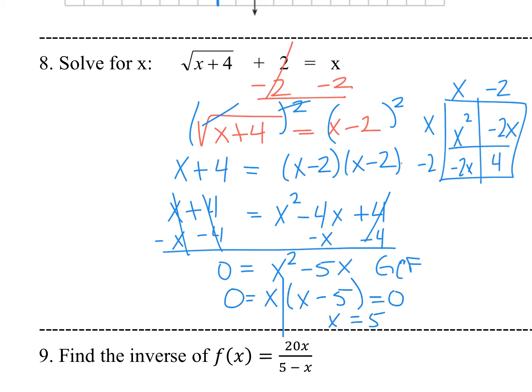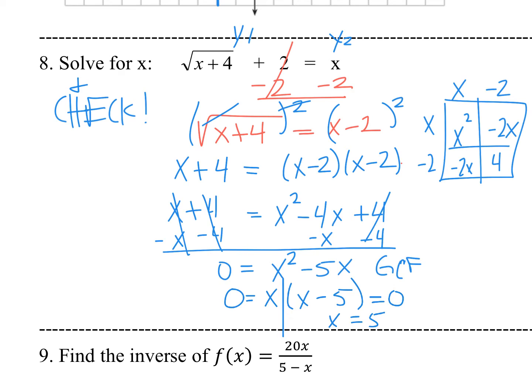Now you have to check. You must check. You need to make sure you don't have any extraneous solutions. So I'm going to go to y equals. This is my check trick. I'm going to put this whole left side into y1, and y2 will be just the x. So in y1, again, I don't have my calculator on the screen, but I'm in y1 right now. I'm putting in x plus 4 plus 2, and then I'm putting x into y2.